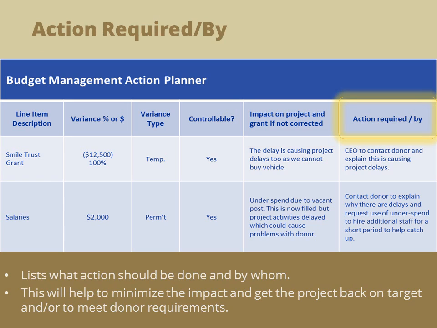You should also include a column to list what action should be done and by whom. This will help to minimize the impact and get the project back on target and/or to meet donor requirements. For example, budget reforecast or adjustments. Advise donor of delays or request no-cost extensions. Request unrestricted funds to cover overspends. Change activity plans. Put efforts into reducing costs or stimulate spending, etc.